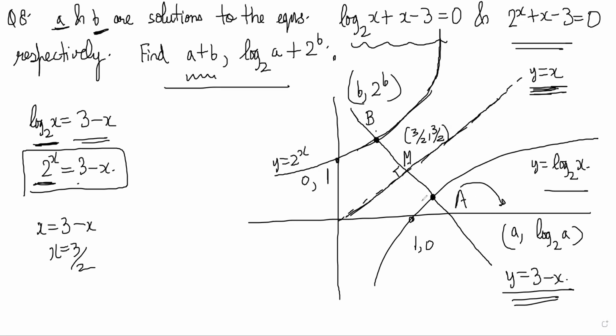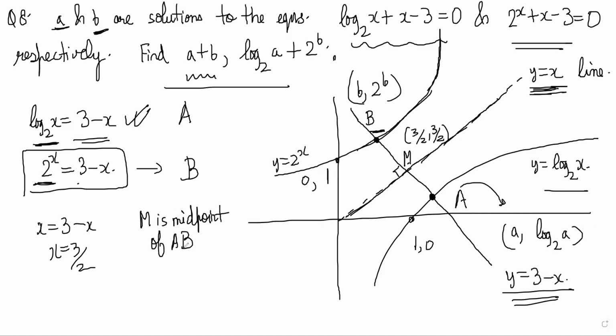So this is the solution of the first equation, point A, and this is the solution of the second equation, point B. And both the points are basically reflections of each other on the y is equal to x line, which is the mirror line, which is how two inverse functions behave, right? So from here we can easily see that M is midpoint of AB. M is the midpoint of AB line segment.